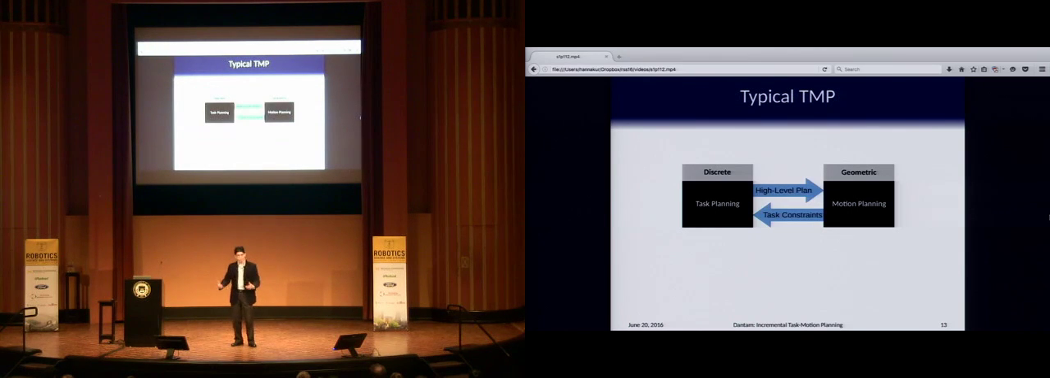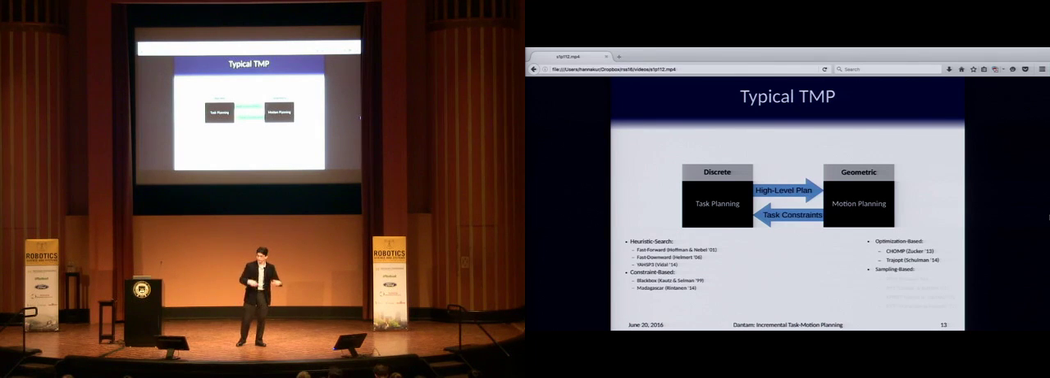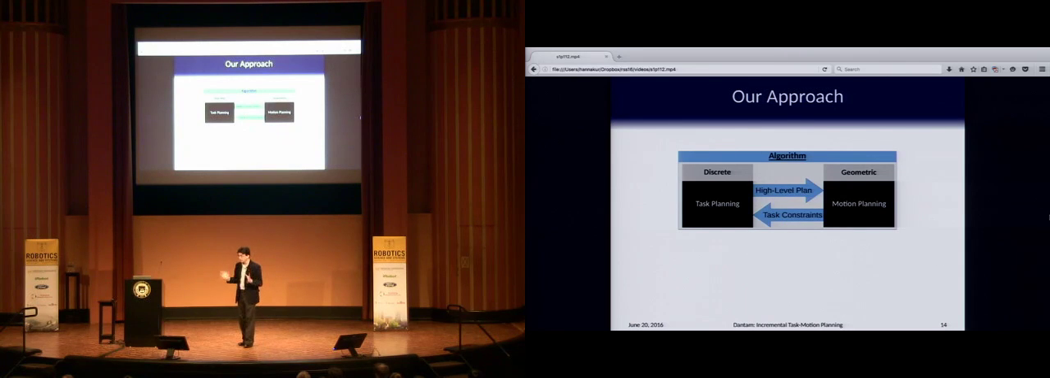In a typical TMP setup, you have some task planner that finds high-level plans and some motion planner that looks for the corresponding paths. If it can't find the paths, then there's some kind of feedback to the task planner, and this iterates. On the task planning side, you could do heuristic search or constraint-based planning. For motion planning, you could do optimization-based or sampling-based planning, and then a number of approaches combine these together. So we're starting from the same high-level layout and aiming for this balance of properties.